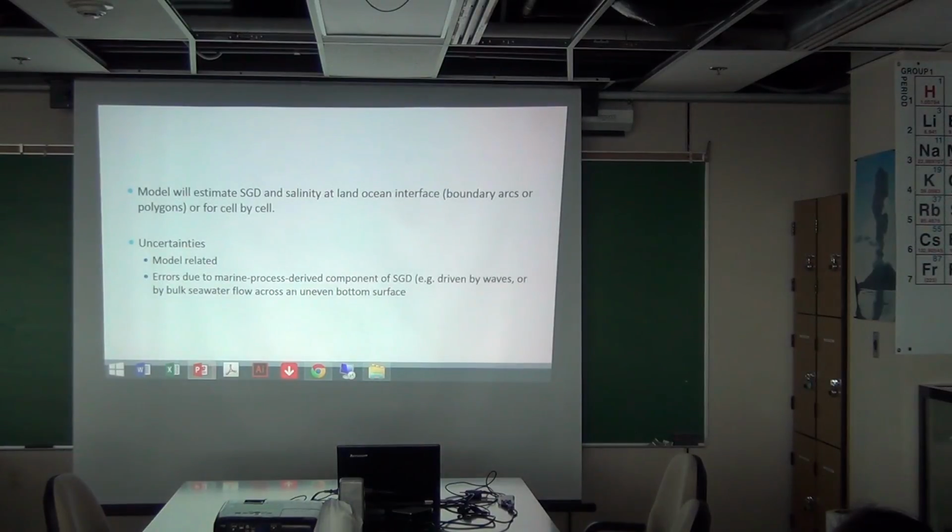Okay, so to just build up on what you just said, so we can use the models. Basically, you click over the boundary, okay? That's where water exits, right, at the shoreline. You click over the line or the coastline or the bathymetry area outside in the ocean and estimate how much is this SGD. So you can estimate it for the area, boundary arc or polygon, or cell by cell. Remember, we cut off the cells, so you can estimate how much water is leaving each cell.